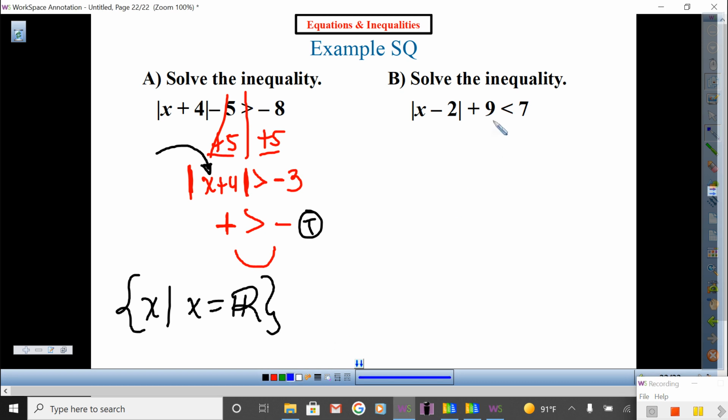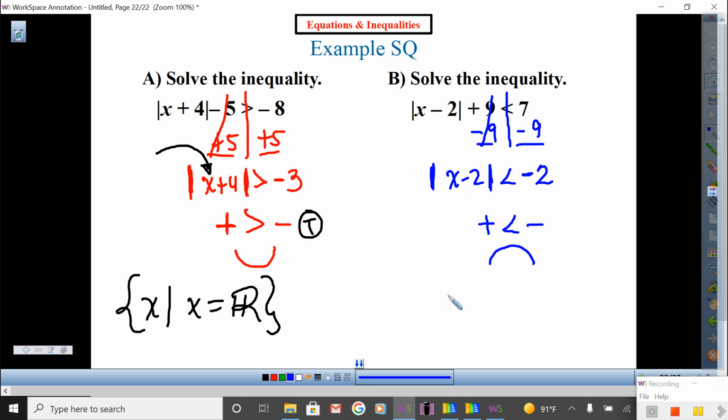Okay, let me go over this one. Writing utensils down, look up to the screen, check this out. To isolate the absolute value, I need to subtract 9. We're left with absolute value of x minus 2 less than negative 2. Another red flag. Well, let's think this through. What comes out of an absolute value? Are positive numbers less than negatives? No.